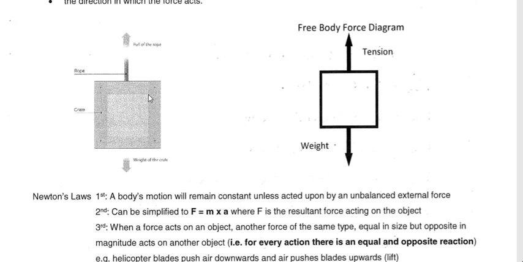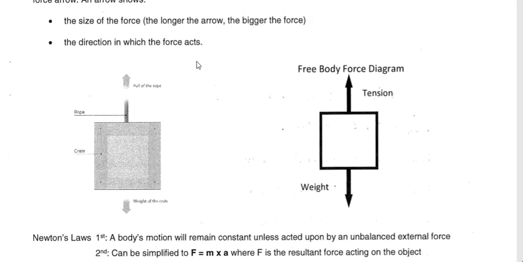So you might have an object, in this instance it's a crate, and you might have a rope, but what the examiner is looking for is for you to be able to draw what's called a free body force diagram. All that means is you draw something that looks a similar shape to the object you're talking about, and then you put arrows on to represent the forces, and you label them.